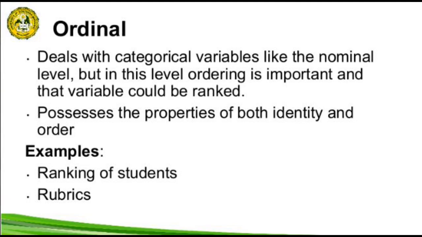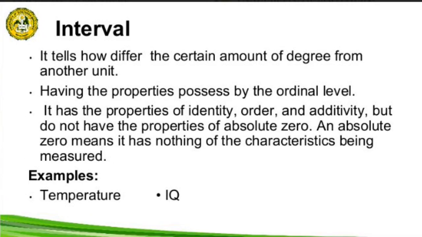And next is the interval. Interval tells us how different a certain amount of degree is from another unit. It also possesses the properties of ordinal, like the identity, the order, and the additivity. But interval does not have the property of absolute zero. In short, the zero here has a value. For example, in temperature, 0 degrees Celsius does not mean no temperature. It's just a point on a scale. So the zero has a value here.